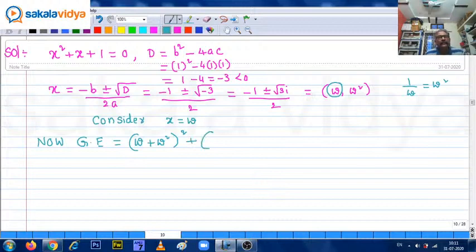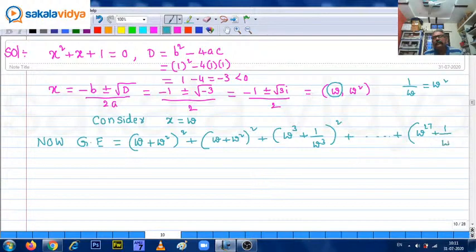Plus next is omega square plus 1 by omega square. That also we can write as omega plus omega square whole square. This is the first term, this is the second term. The third term becomes very interesting: omega cube plus 1 by omega cube, whole square, and so on. The last one is omega to the power of 27 plus 1 by omega to the power of 27, whole square.